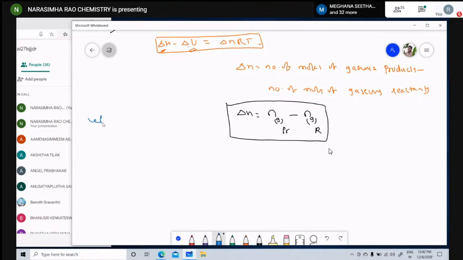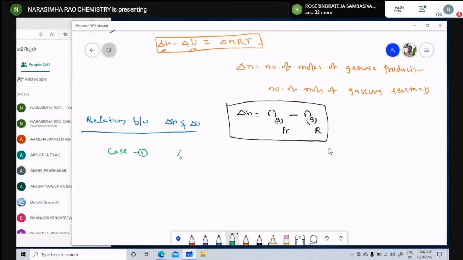Relation between delta H and delta U. Right. Now, let me discuss it. Case 1: whenever delta n is equal to 0. Delta n may be 0, less than 0, or greater than 0. Let me solve this one. Delta n is equal to 0, delta n is greater than 0, less than 0.